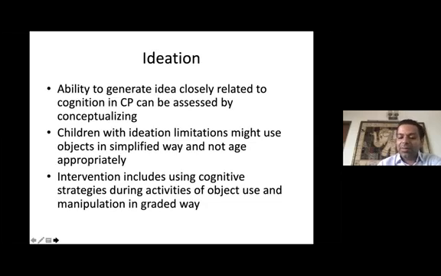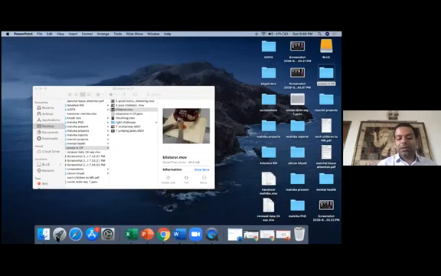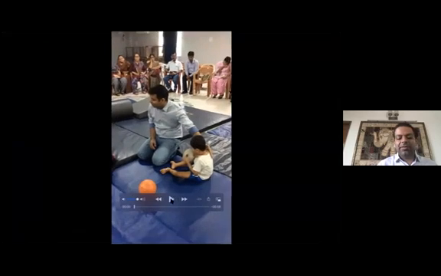Children with ideation limitation might use objects in a very simplified way and not in an age appropriate way. I would again like to show you a video of a child with cerebral palsy who uses a ball in a very different way. I would like to share with you what he does with the ball. So here's a child who has a ball and he's fascinated by the ball. He loves it. He wants to always have the ball in his hand, but this is what he does with it.